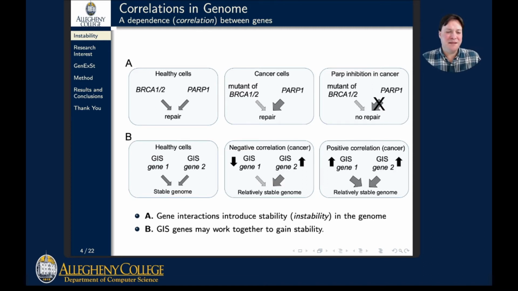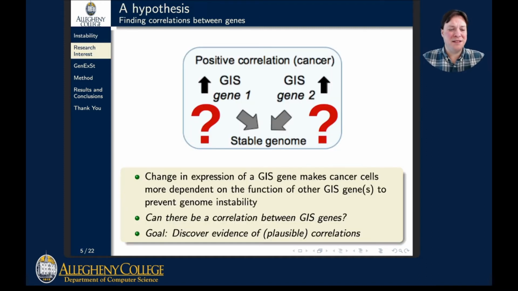And so we're saying in figure part B here that there are some healthy cells for which GIS genes work together in tandem. But what kind of work together is that? Is that a negative correlation where one gene is up and the other gene expression is down? Or are they working together where both gene expressions are up in order for certain types of relatively stable genomes to be produced? So in other words, our hypothesis is the following.